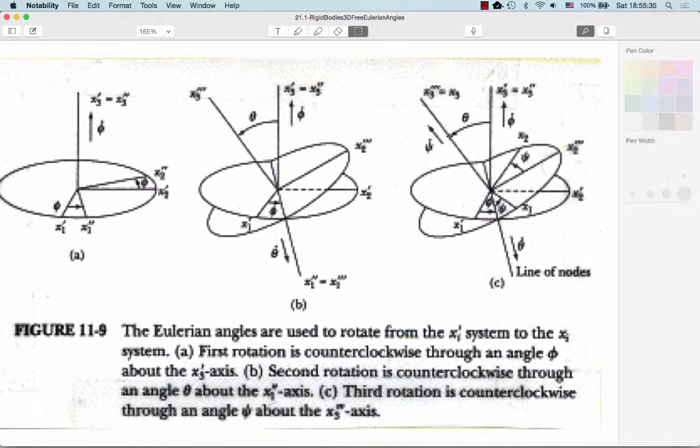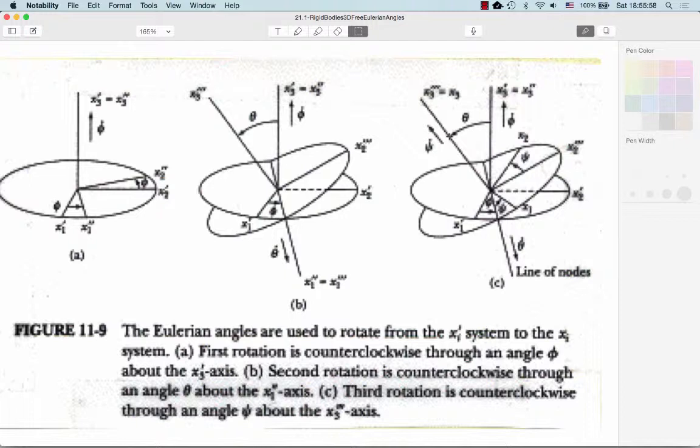Okay, so we're continuing our exploration of the motion of rigid bodies in 3 dimensions, and we're going to pick up by taking a look at Eulerian angles. Usually people wind up being lazy and saying Euler angles, but it's actually correct to say Eulerian angles.